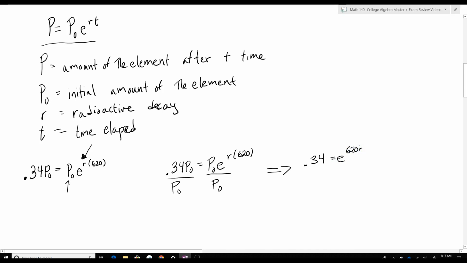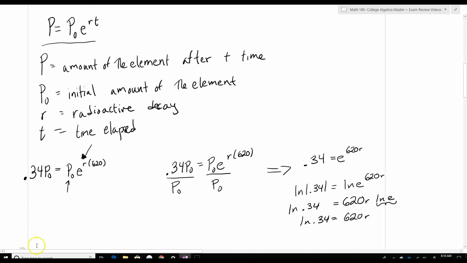And then I just got to use some algebra for logarithms in order to find this. Okay, so in order to isolate R, I'm first going to take the natural log of both sides. So ln of 0.34 will equal natural log of e to the 620R. And if you remember, whenever I take the natural log of e to some power, it's actually going to end up being ln of 0.34 will equal 620R ln of e. And the nice thing is that ln of e is just equal to 1. So that means that ln of 0.34 is going to equal 620R.